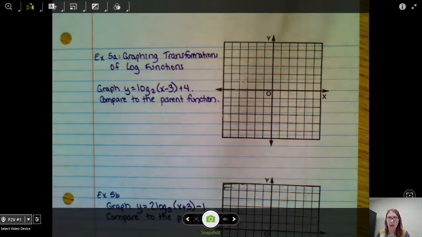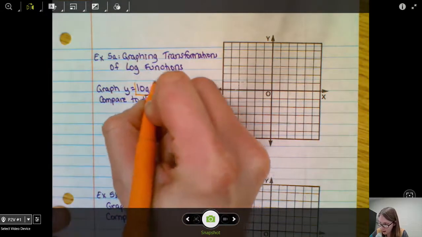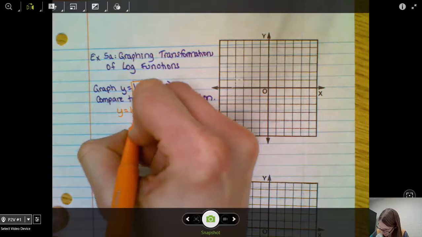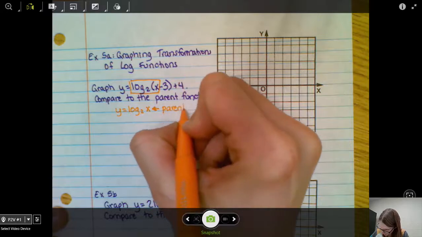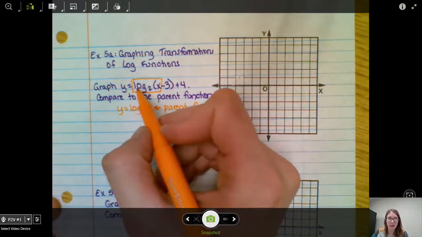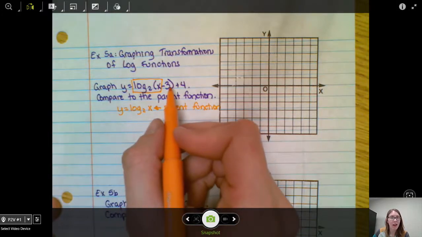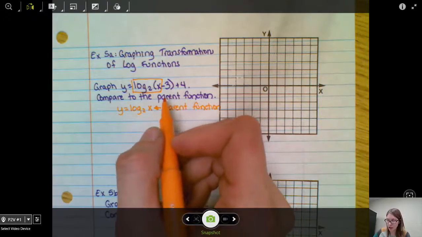Well, our first step here, we have to figure out what is the parent function. So at its heart, we have a logarithmic function, and that log is base 2. We have the log base 2 of x. So that's our parent function. So when we're graphing this y equals log base 2 of x minus 3 plus 4, let's start off with our parent function. And then this minus 3 inside and the plus 4 outside, those are just transformations. Those are two different translations that have happened.